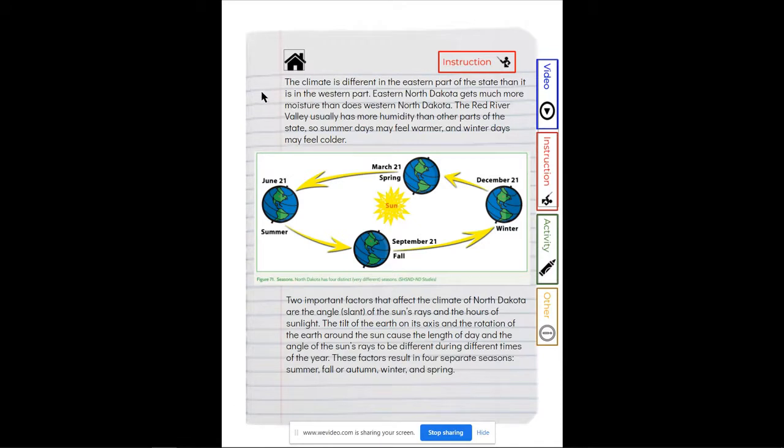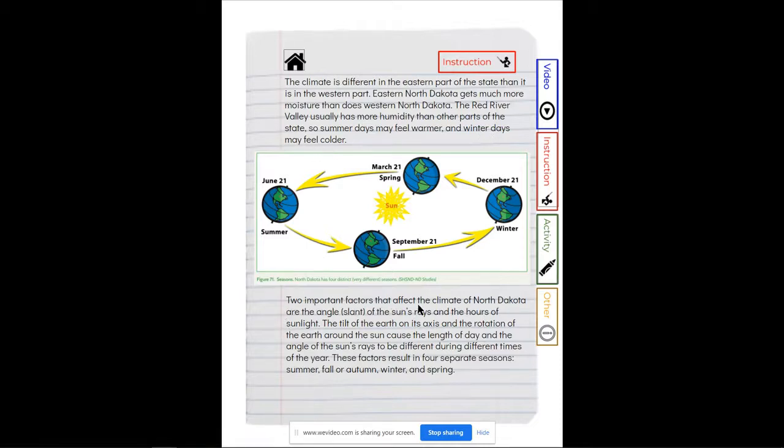The climate is different in the eastern part of the state than it is in the western part. Eastern North Dakota gets much more moisture than does western North Dakota. The Red River Valley usually has more humidity than other parts of the state, so summer days may feel warmer and winter days may feel colder.